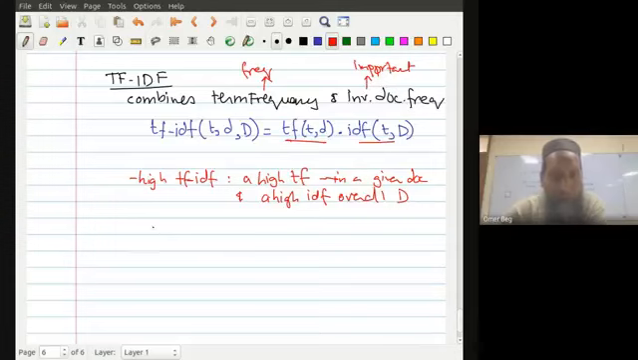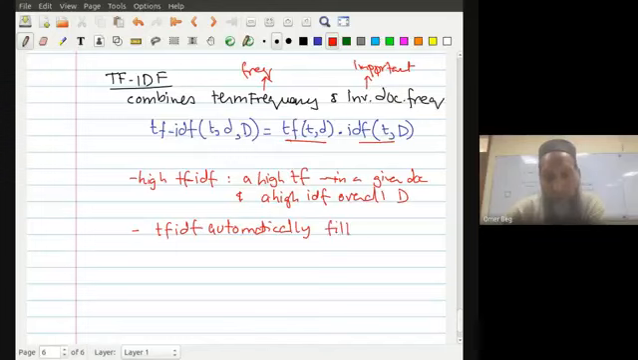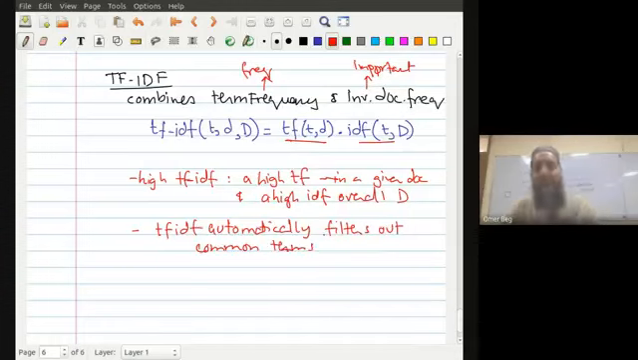See? So one of the advantages of TF-IDF is that it automatically filters out common terms which are not really relevant. So you do not need to perform stop word removal when applying an analysis on a document, given you have TF-IDF.